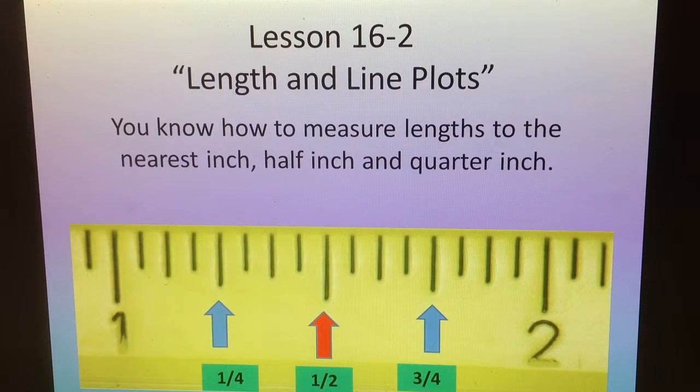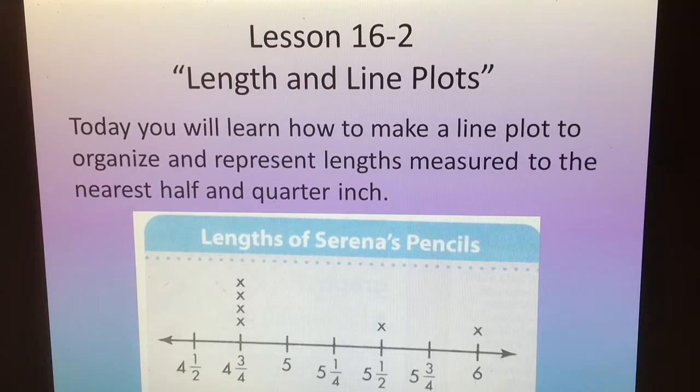Hello, today's lesson is 16-2. It's called Length and Line Plots. You know how to measure lengths to the nearest inch, half inch, and quarter inch. That's what they're showing here. Today you'll learn how to make a line plot to organize and represent lengths measured to the nearest half and quarter inch.